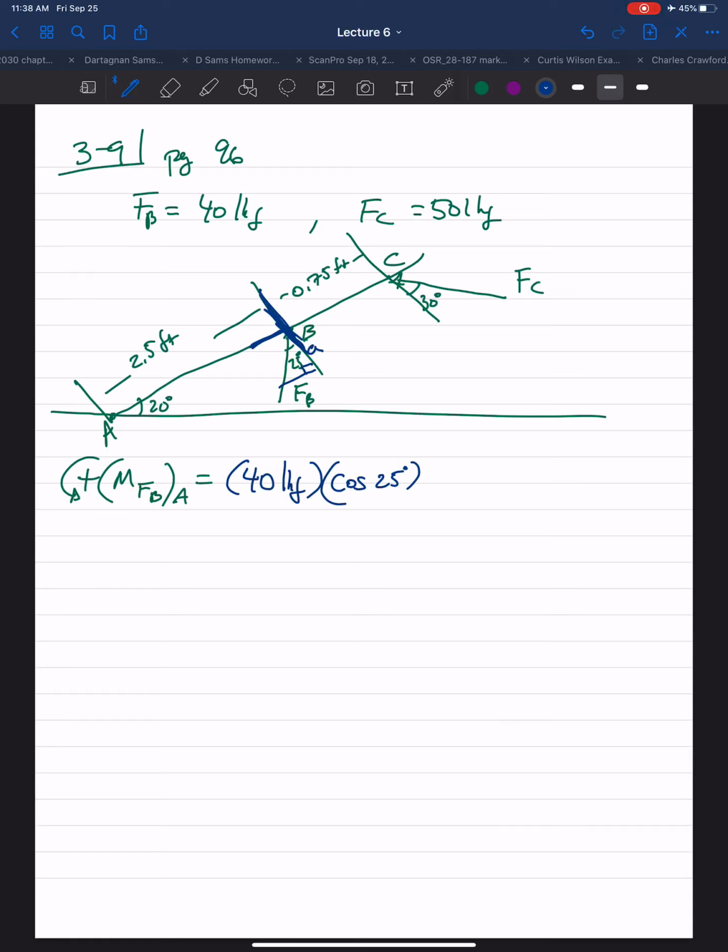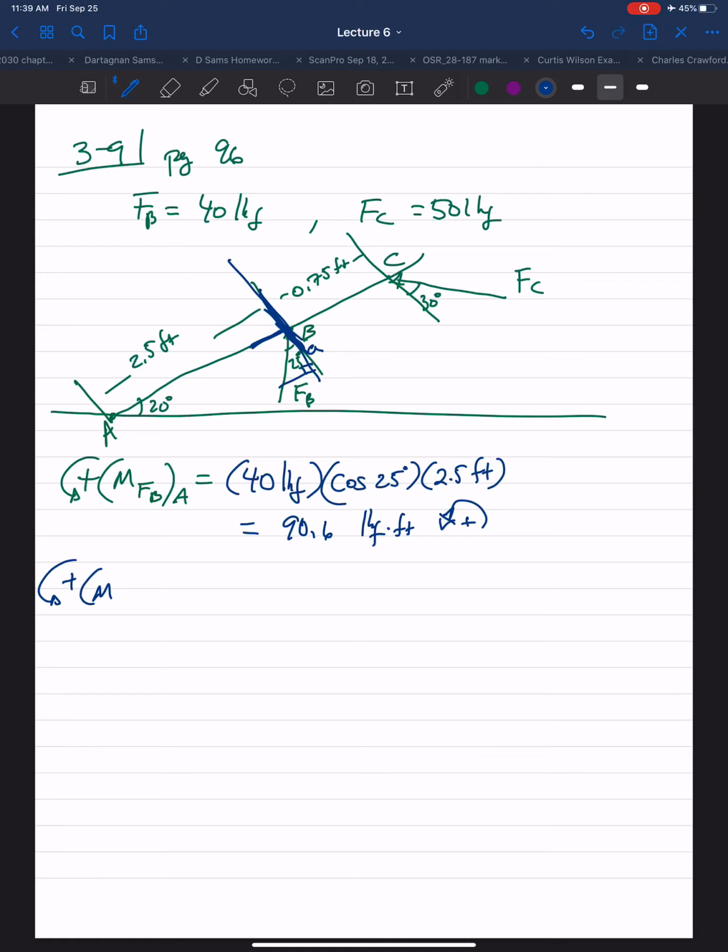The moment then is the perpendicular distance between the line of action of that force and the point A. Well, that's 2.5 feet. Multiply this out, and FB is pushing up and it's to the right of point A, so it's causing counterclockwise, so positive. So that's 90.6 pound force feet, and it's counterclockwise, so it's positive.